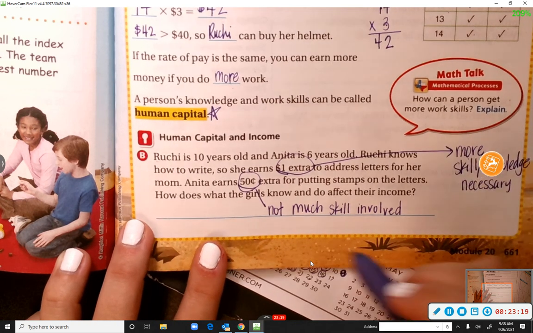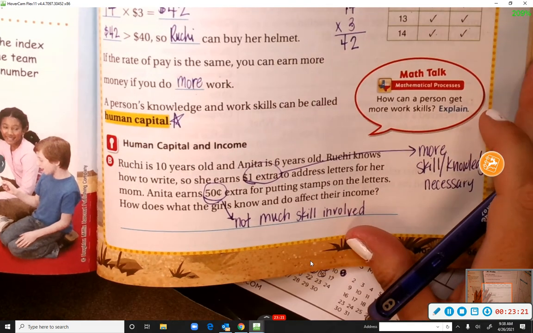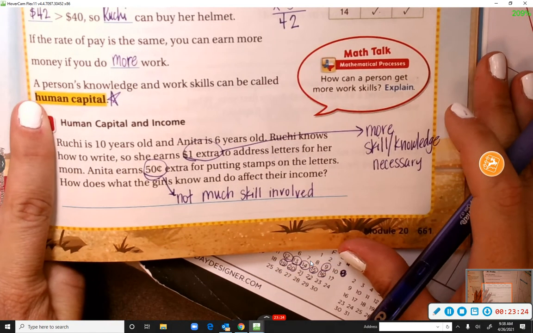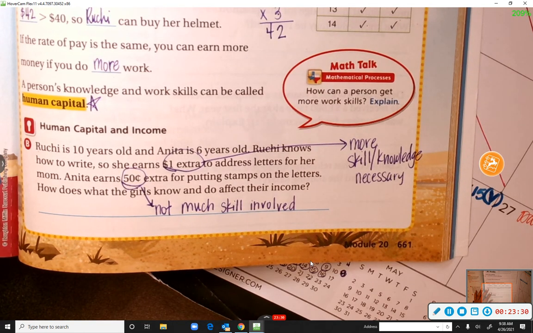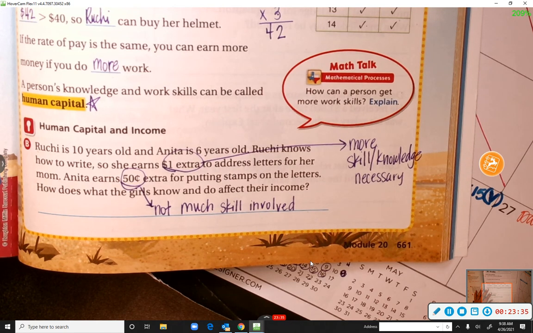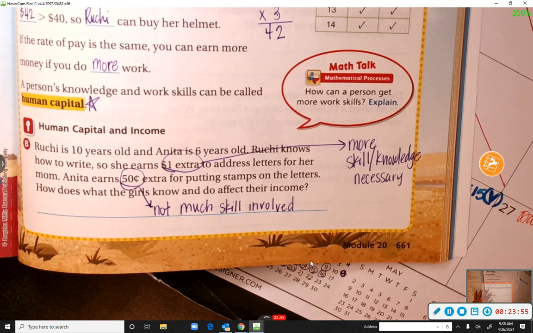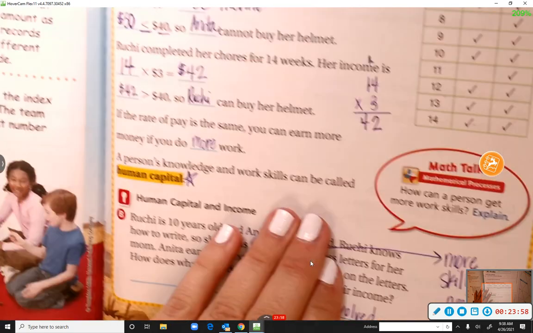I won't make you write all of that, but the more skills you have, probably the more you're going to get paid, right? Ruchi got paid more because she knew how to spell, she knew how to write, whereas Anita, she's a little bit younger, so all she was put to work doing was putting stamps on. So she didn't get paid as much. So now do you see why we encourage you guys to work hard in school? Is it going to affect how much you might get paid as an adult later on in life? Yes. Okay. All right, flip the page.